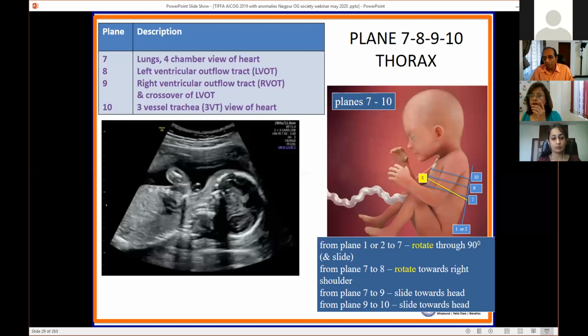So simple things I will do. I'll first check whether a detailed targeted scan has been done and all structures documented, and then we are fine. Second thing, first of all, in the mother, I exclude diabetes. Second, I will look at the upper tract. Then I will look at the stomach. If the stomach is good in size, then I am very reassured. If the stomach is very small in size, maybe there is a tracheoesophageal fistula or upper tract obstruction, which I'll look at.